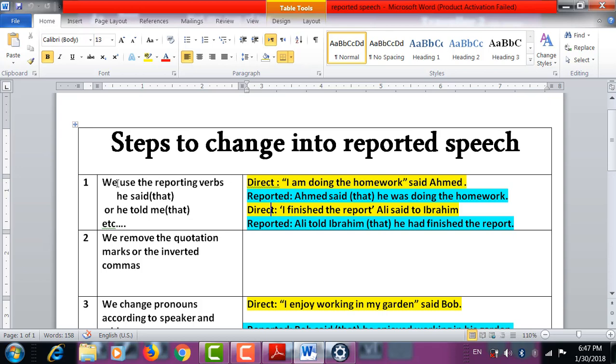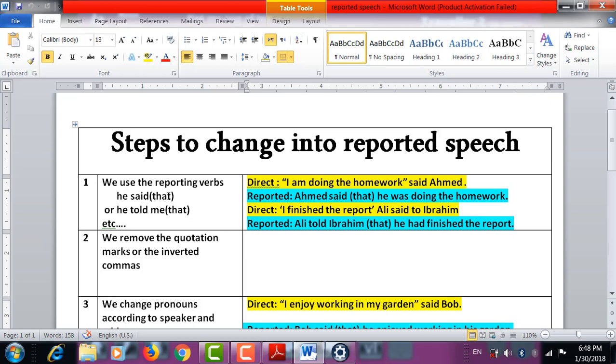The first step is to use the reporting verbs. What are the reporting verbs? He said or he told me. What's the difference? When we don't have an object, we use said. So we say Ahmed said, Ibrahim said, Tom said. But if we have an object, we say he told Ahmed, Ibrahim told Ali. So we use told when we have an object, but when we don't have an object, we use said.